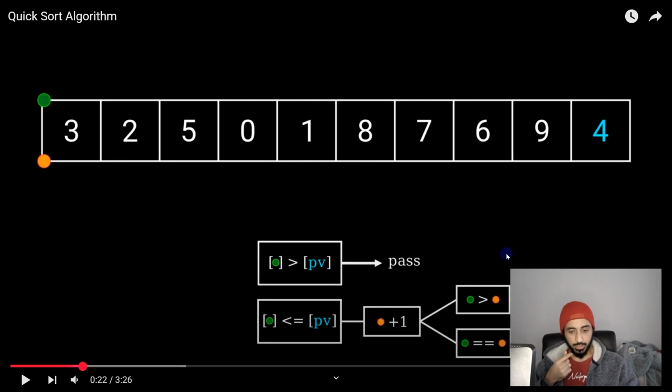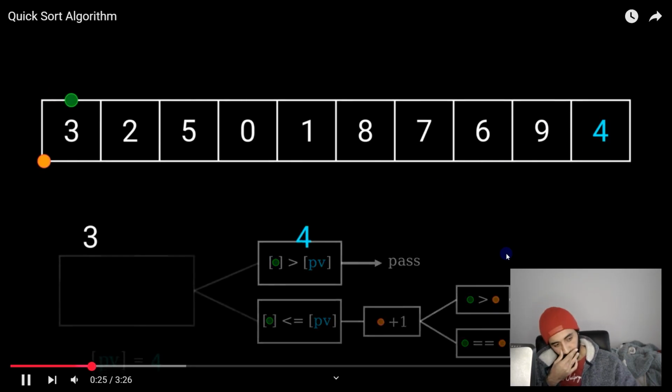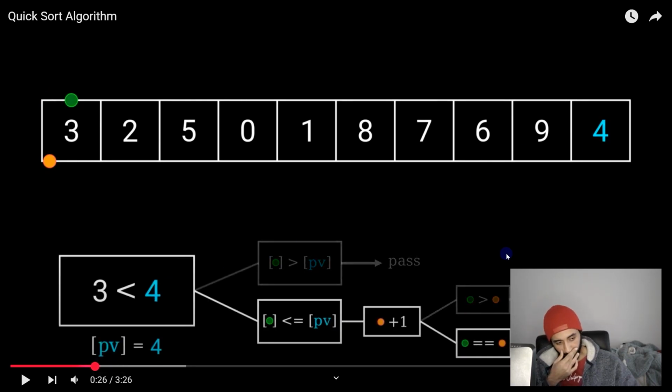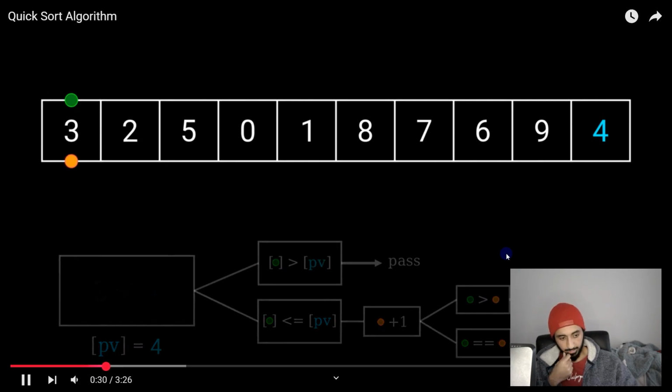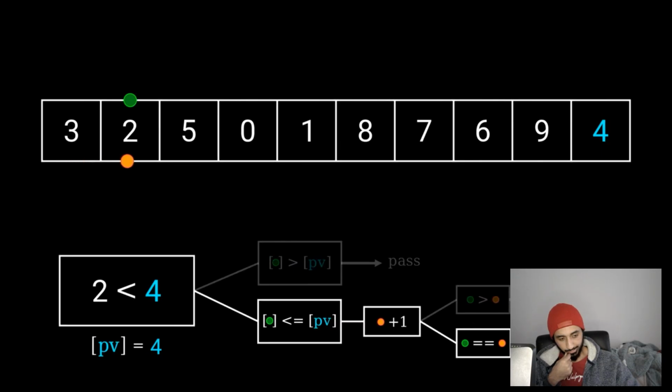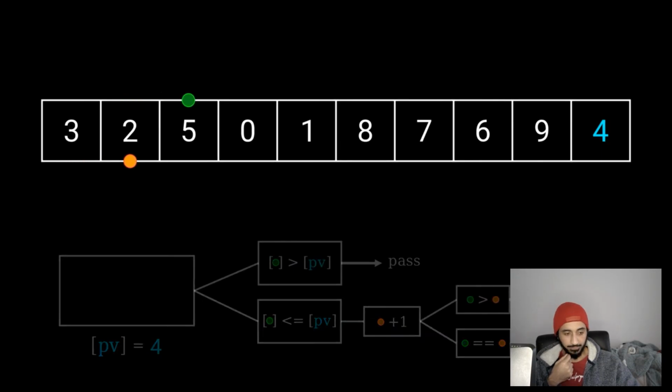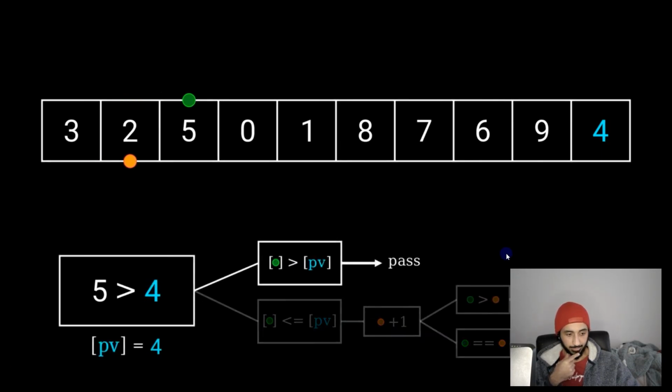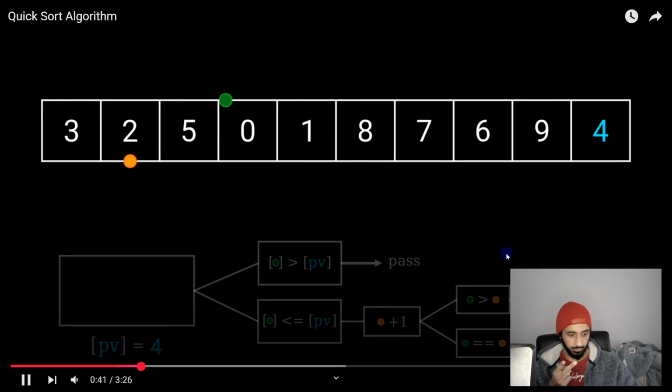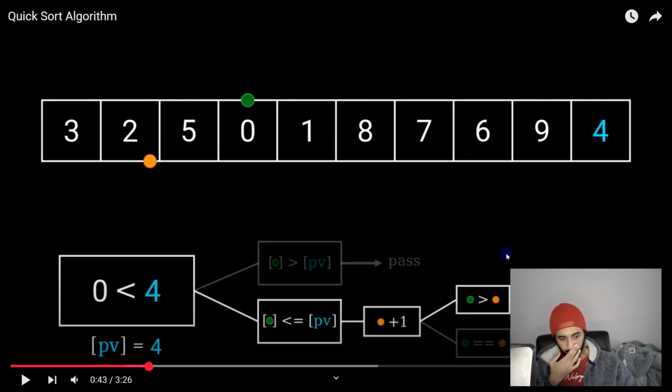So I'm gonna try it the way where the last index is the pivot. You compare 3 and 4, and then 3 is less than 4. So you move the orange one to that as well. It's also less than 4. 5 is going to be more than 4. So what's going to happen is you flip those two. No, not yet. 4 is less.